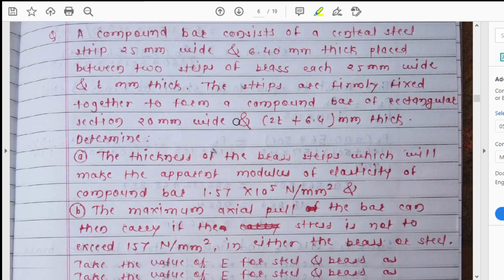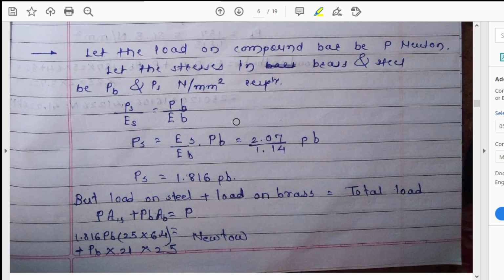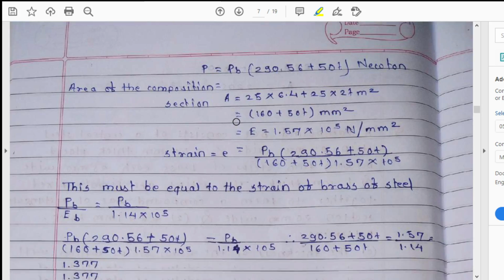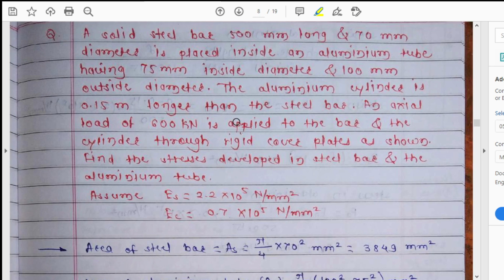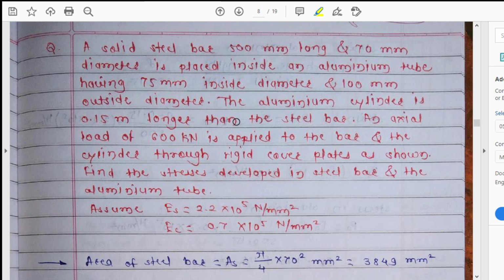Okay, I hope you understand this composite section example. This is very simple, I'll not explain this. We'll move further to the next one. This is also a very simple example.